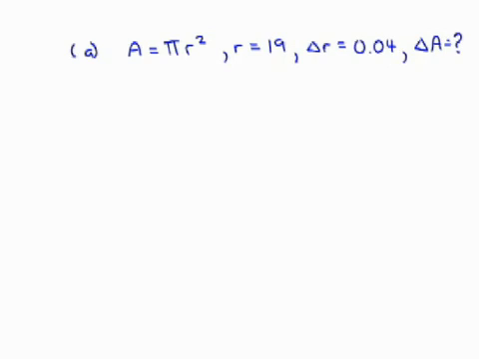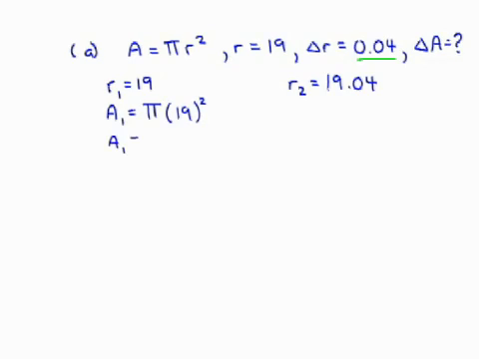So ultimately what we want to find is our change in A, our change in area, or delta A. Well, what we know is that our R1 value is 19 and that our R2 value is 19.04 because we said our change in R was 0.04. What we'll do now is find the corresponding areas to each of those radii. When the radius, or R1, is equal to 19, A1 is going to be equal to pi times 19 squared, or the area is going to be equal to 361 pi.